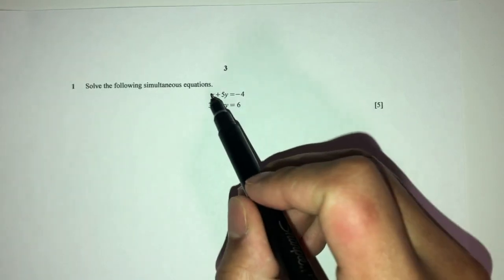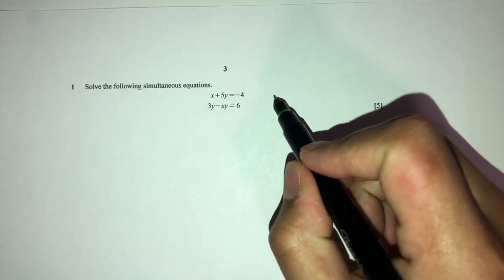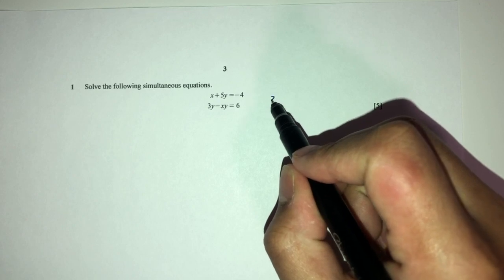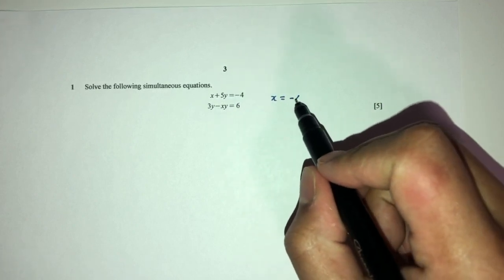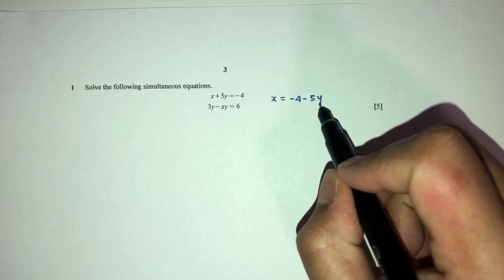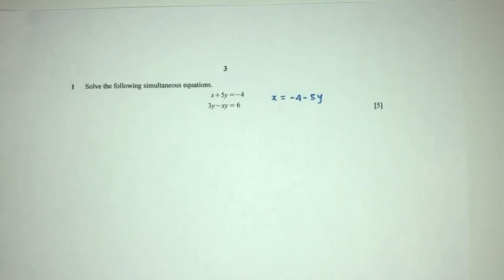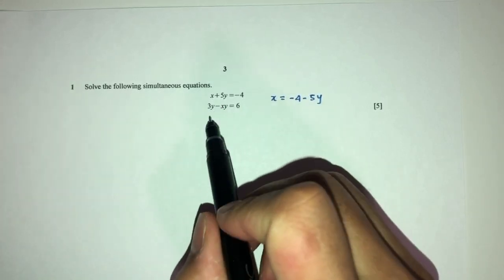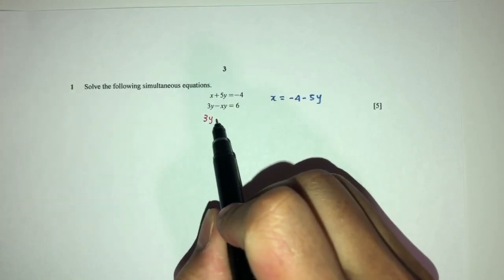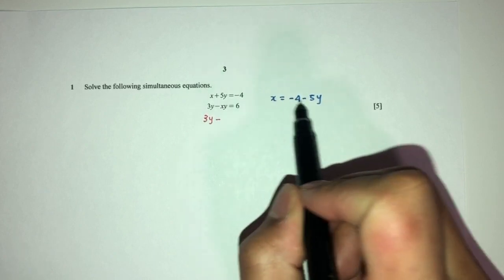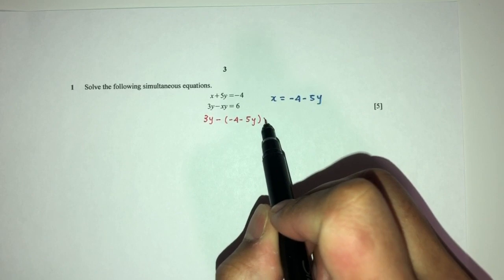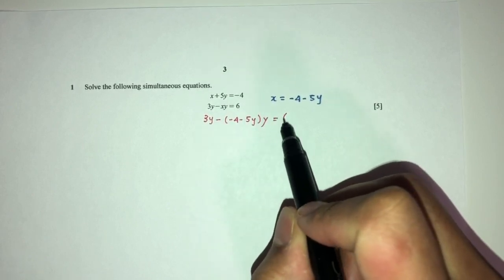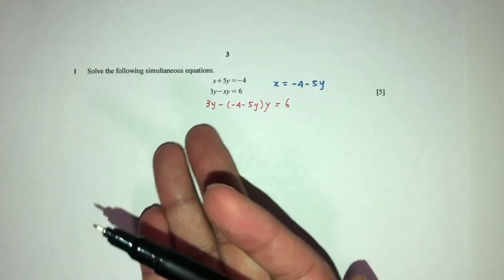For example, for the first equation, I can make x the subject. You would say, okay, x is equal to what? Send this over here, you will have minus 4 minus 5y. Now, following this, I can of course move on to this one. Here we have 3y minus x. x is also equal to minus 4 minus 5y, and then times y here equal to 6. So now we can solve this equation.